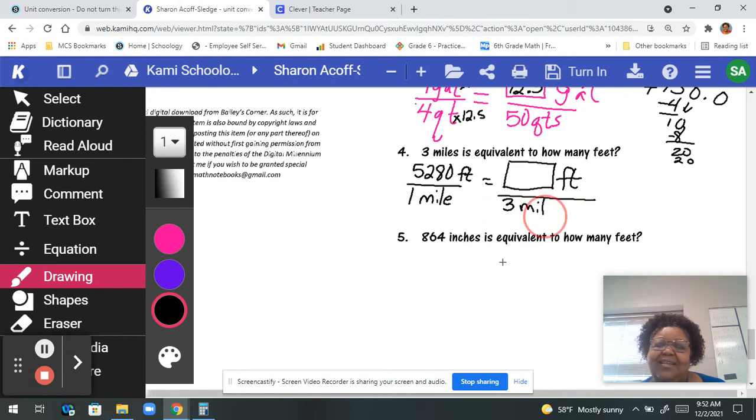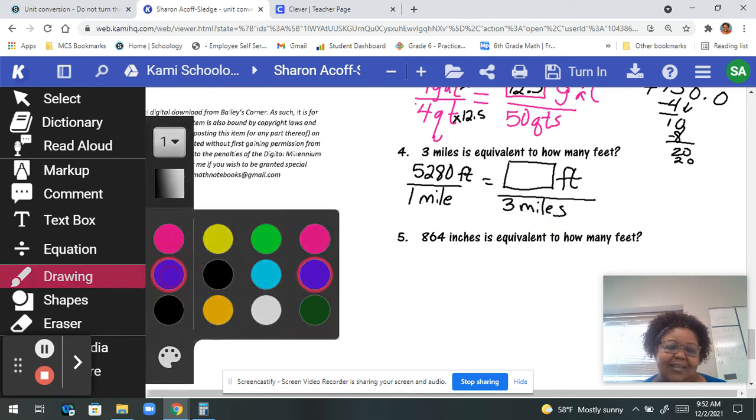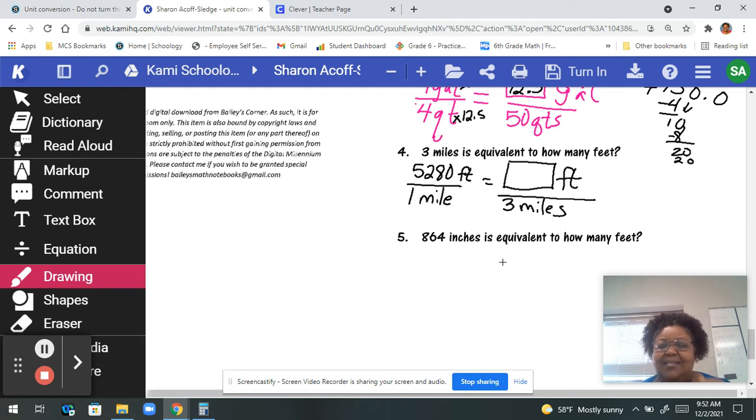You probably already figured this out. I know y'all, because y'all are smart like that. I got smart kids in my class.